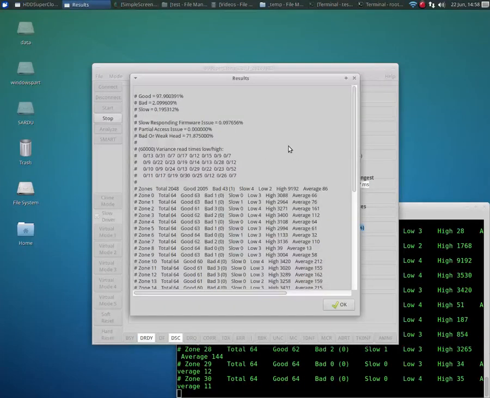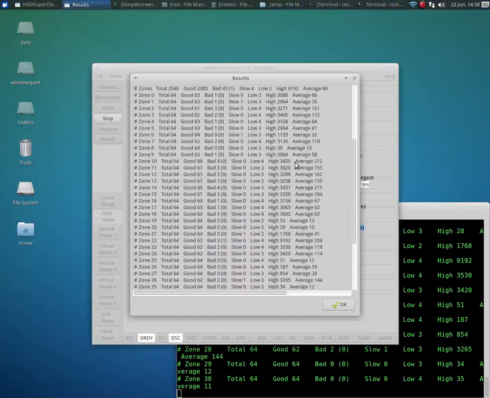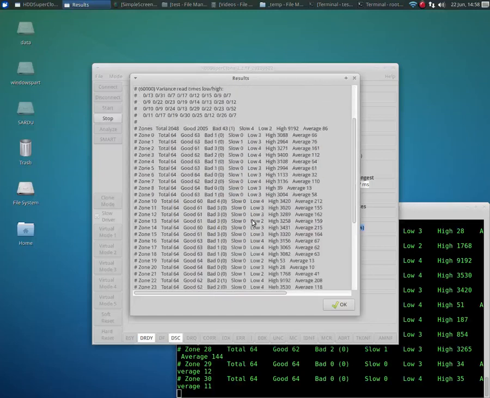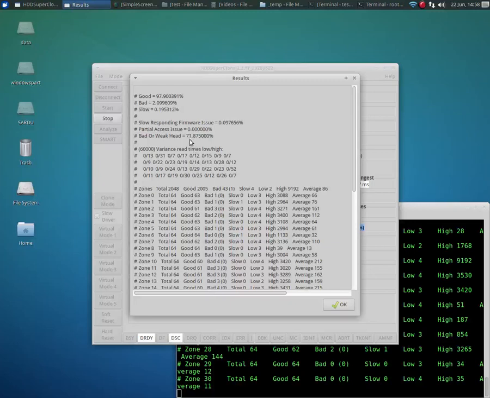Well, we can see the second analyze results still say there is a very high probability of a bad or weak head, and there is. This drive does have a weak head, bad head. It reads a lot of small sector errors throughout the whole drive. There are actually some sections where it reads halfway decent, which is why you only see a 71.8% chance, but it's definitely a weak head and would potentially take a long time to read with the high read times.